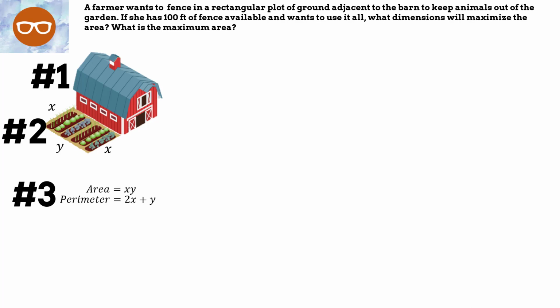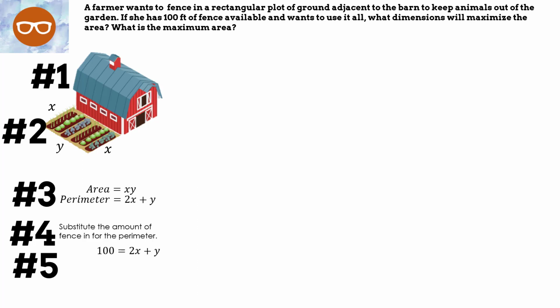Number 3, we're going to use these two formulas. Area equals x times y, and perimeter equals 2x plus y. Number 4, we're going to substitute the amount of fence in for the perimeter. She has 100 feet of fence, so I'm going to put 100 in for the actual word perimeter. Number 5, let's solve for a letter. Like I said, it doesn't matter which letter to solve for, but since y is kind of by itself, I decided to subtract 2x from both sides. So now we get 100 minus 2x equals y.